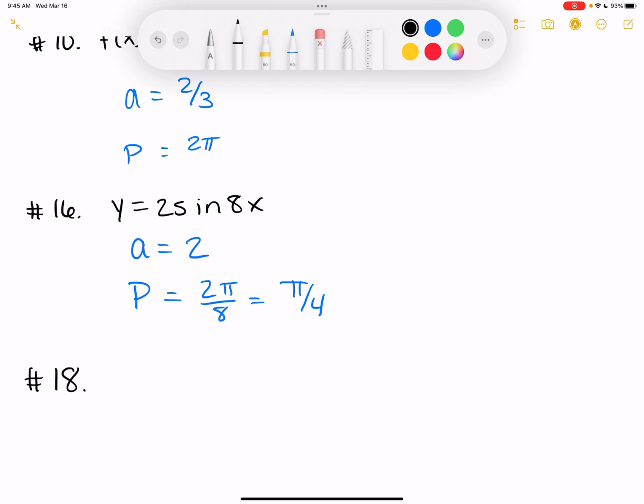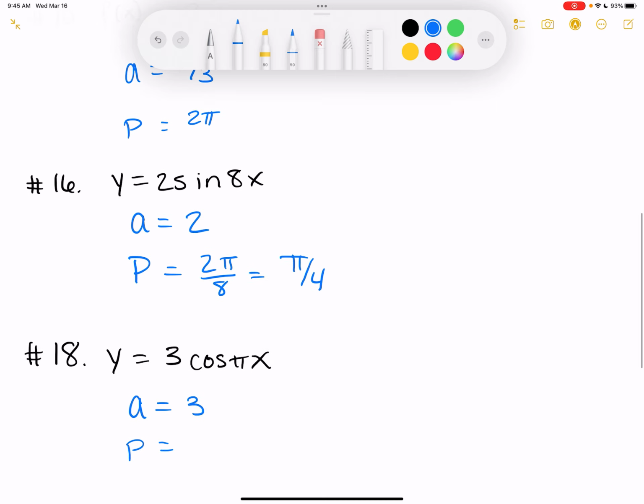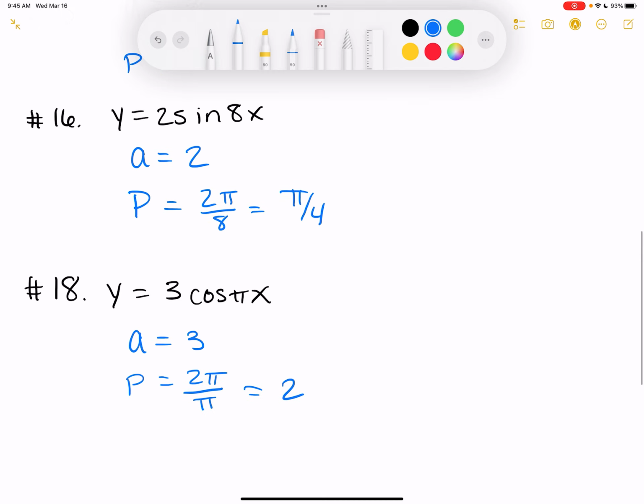All right, 18. y equals 3 cosine of pi x. Oh, that's a pi. Okay. Amplitude is 3. Period is, wait, 2 pi over pi, which is 2. Let me just work it out before.